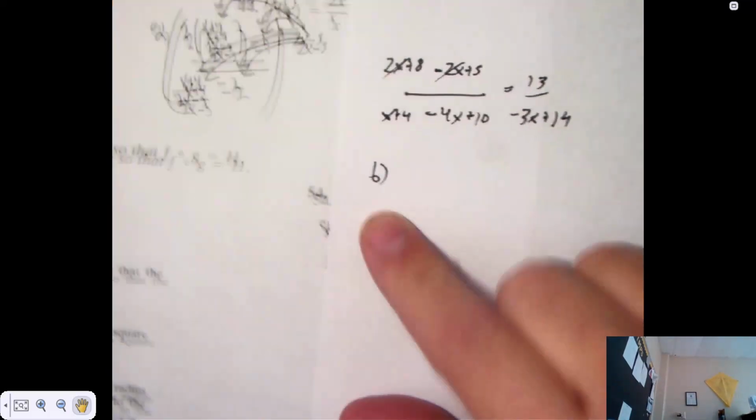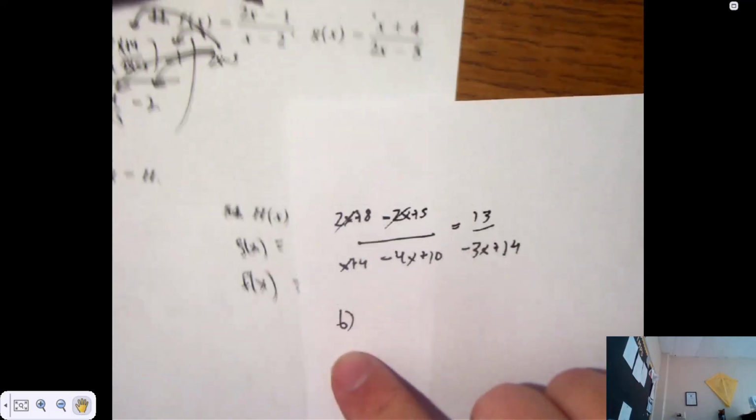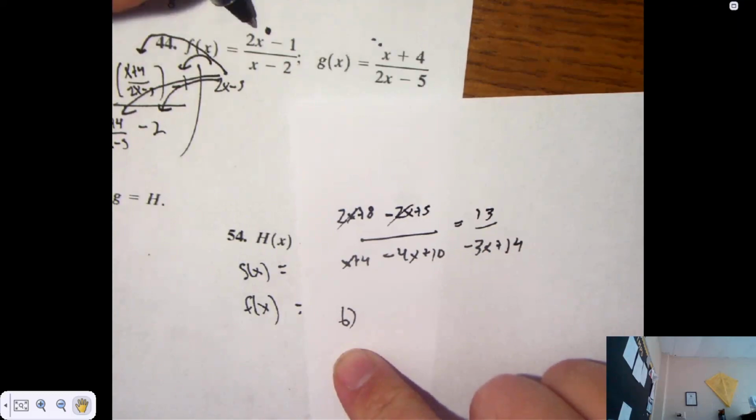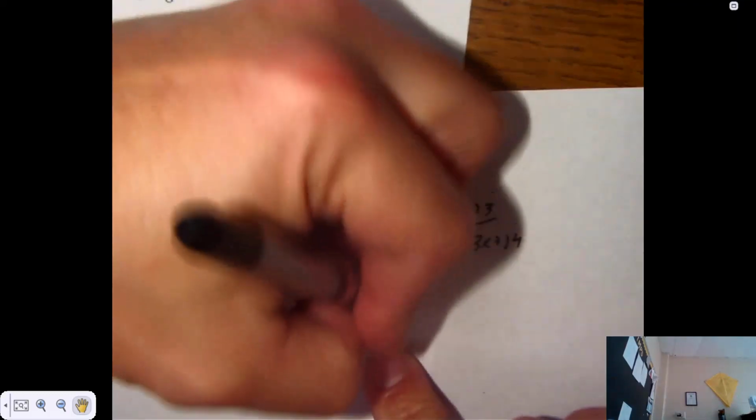That's A. B is g of f. It's the other way around. That x will become 2x, sorry. That x will become 2x minus 1 over x minus 2, and that x will become 2x minus 1 over x minus 2. But it's going to be the exact same way we kind of simplify it.